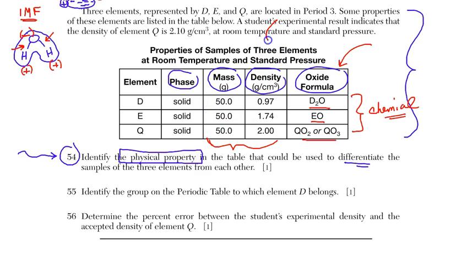Now, here's the winner. The winner's density. We can see that the density is different for all 3. And when we look and test for the density of elements, we don't change them. We don't create bonds. We don't destroy bonds. We don't make a new substance. So therefore, density is your physical property that you can see is different for all 3. We can use these densities to figure out who's D, E, and Q. Okay, so 54 is density.